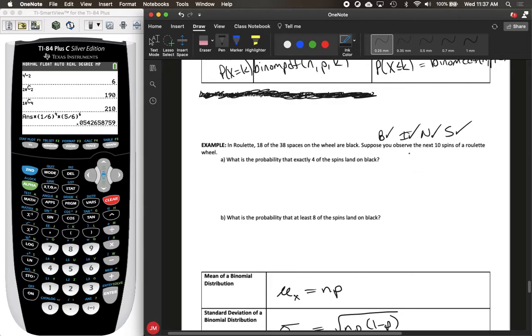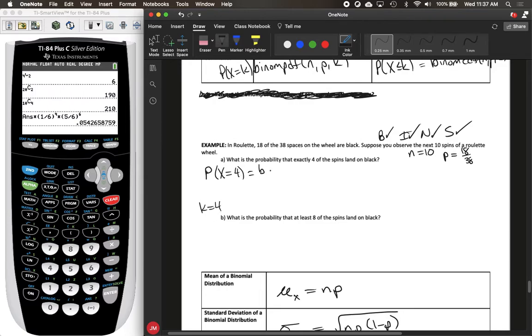Let's go ahead and write out what that means. We know that n is going to be 10, and we know that p is going to be the 18 out of 38 spaces which are black. For part A, what is the probability that exactly 4 of the spins land on black? So we want to know the probability that x is equal to 4. In other words, we're going to use 4 as our k value.